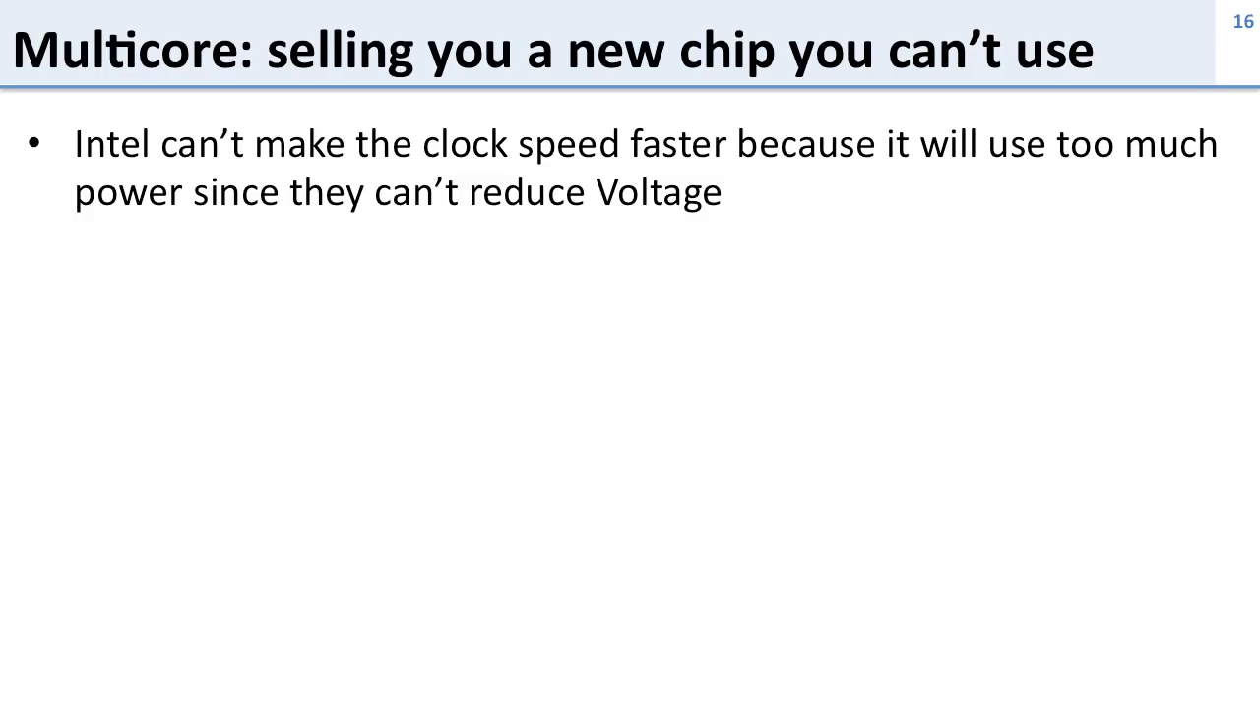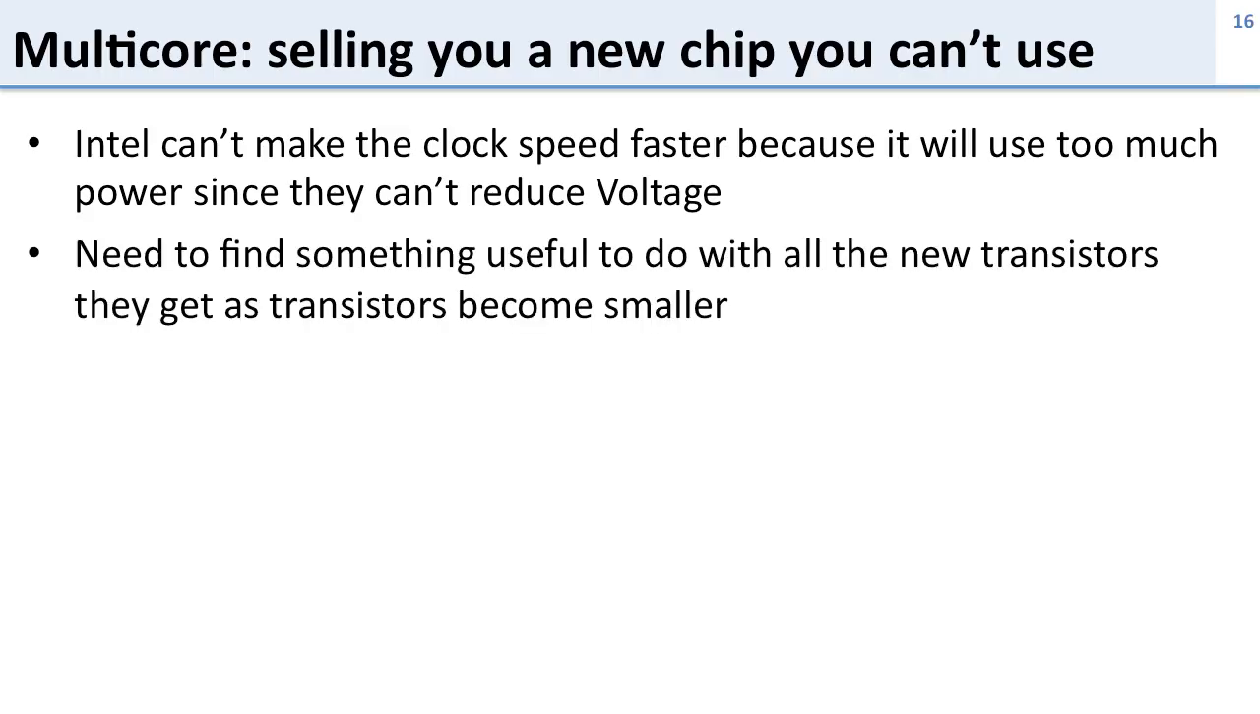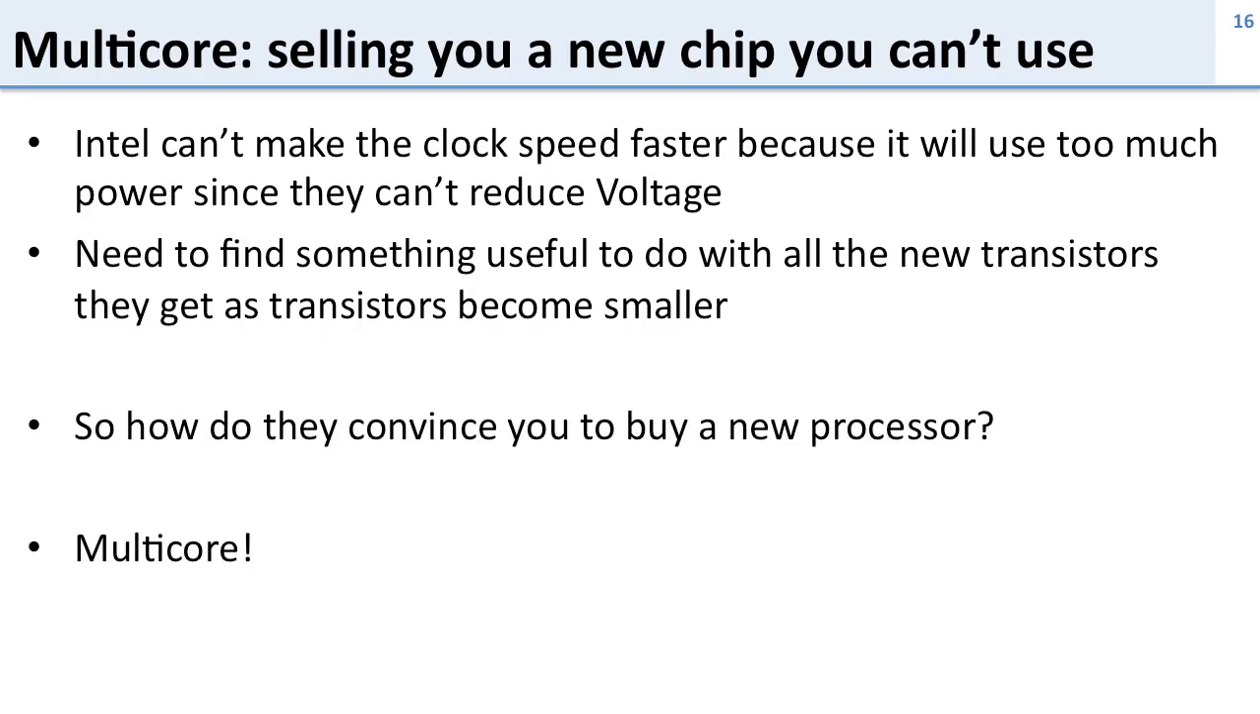All right, so what is multi-core? Well, it's to a large extent selling you a new chip you can't use. So Intel can't make the clock speed faster because it will use too much power, and that's because we can't reduce voltage anymore. So we need to find something to do with all those transistors that makes you want to buy a new chip. And so what do they do? Well, they go to multi-core. They say, I'll give you 2 cores, so it'll be twice as fast, so you should buy that, or maybe 4 cores, so it'll be 4 times as fast, and you should buy that.